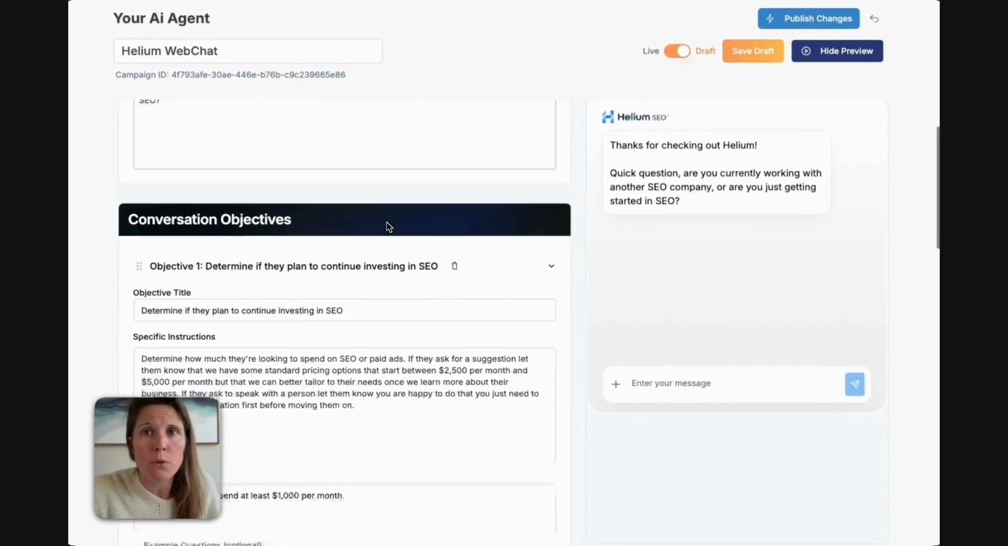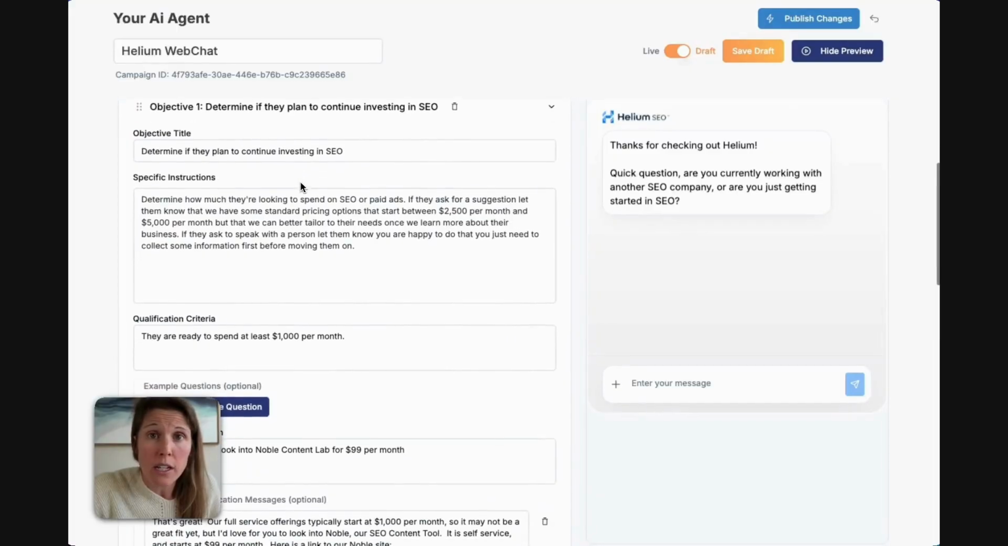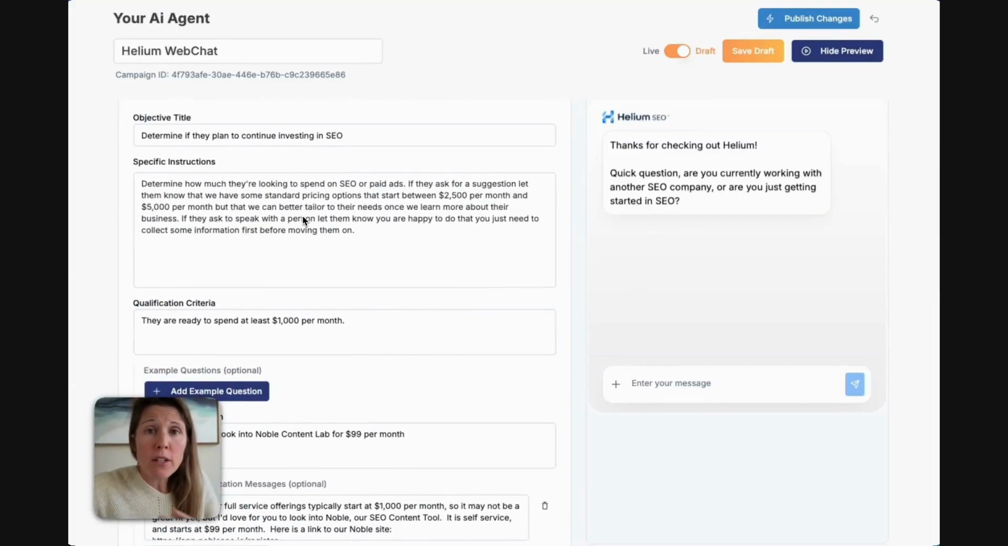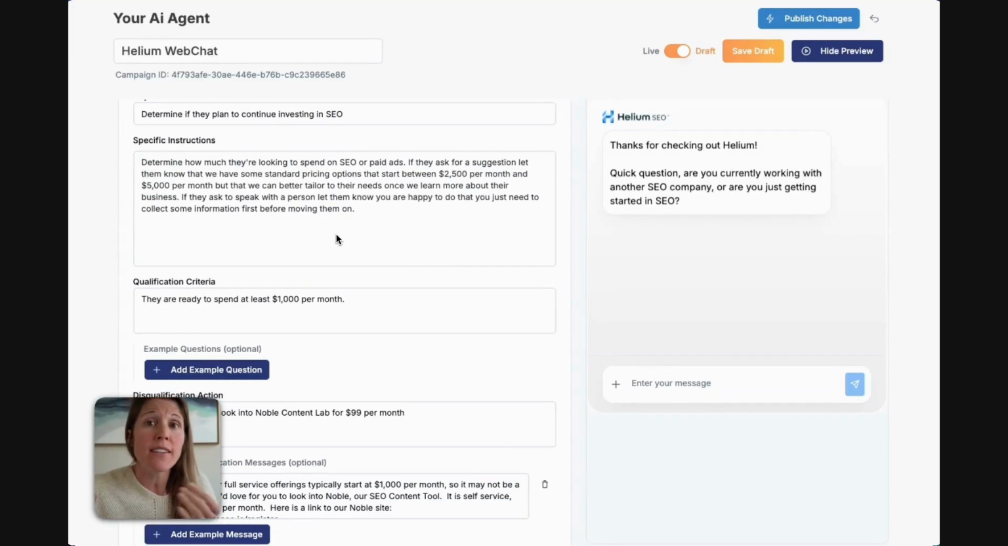Now let's work through some objectives. So the first one: determine if they plan to continue investing in SEO or what their interest is. And you can see these guys have given it very specific instructions. So determine how much they're looking to spend on SEO or paid ads. If they ask for a suggestion, let them know we have pricing options starting between $2,500 and $5,000, but we can better tailor their needs once we learn more. If they ask to speak with a person, let them know you're happy to do that. You just need this information before moving on, right? So we're literally telling the AI what to do to achieve this objective.